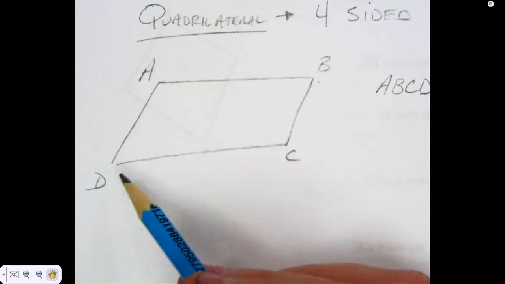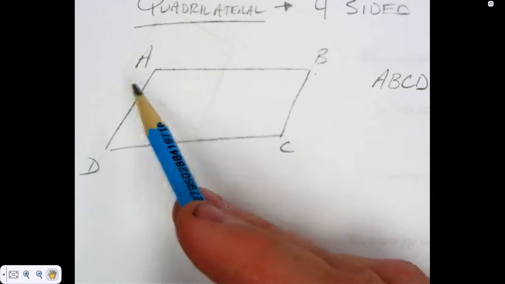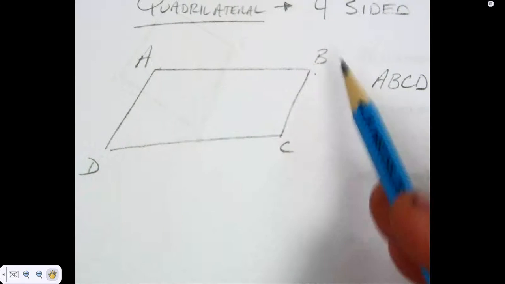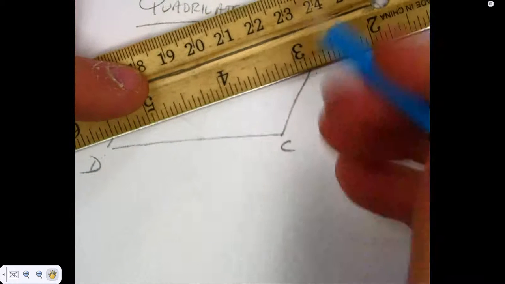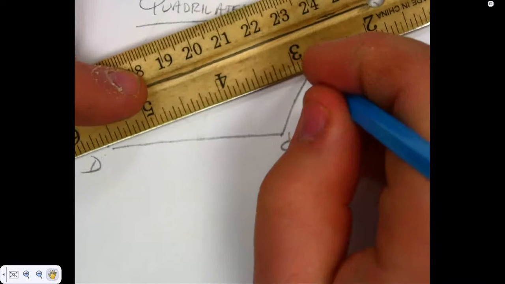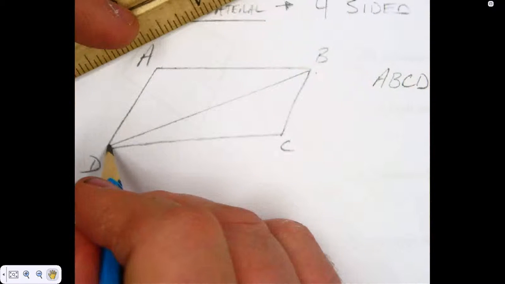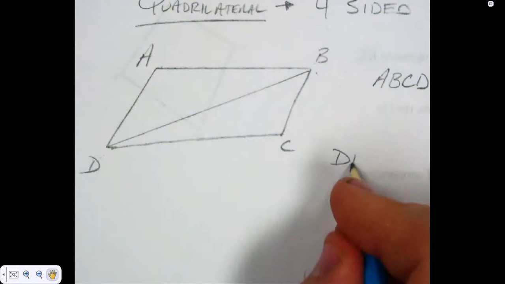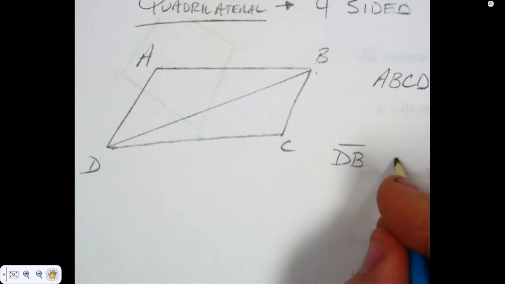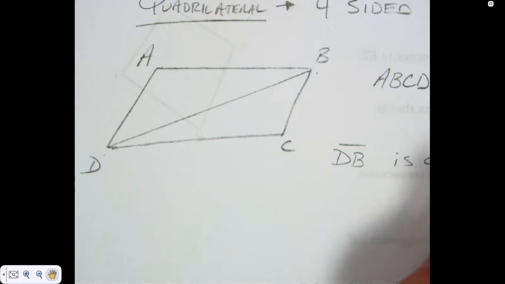Go to here, then go to here, go to here, go to here, right? You could start at B. There are a lot of different names for this, aren't there? Okay. Special segments. If I was to draw this right here, do you guys know what that is called? DB is called a diagonal. Okay?